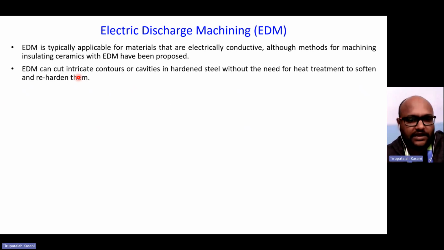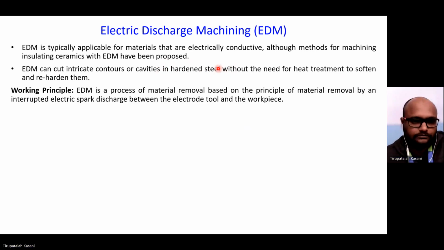EDM can cut intricate contours or cavities in hardened steel without the need for heat treatment to soften and reharden them. This EDM process is used to cut intricate contours or cavities in hardened steel. Hardened steel is much harder, so to machine that steel, this process will be used.